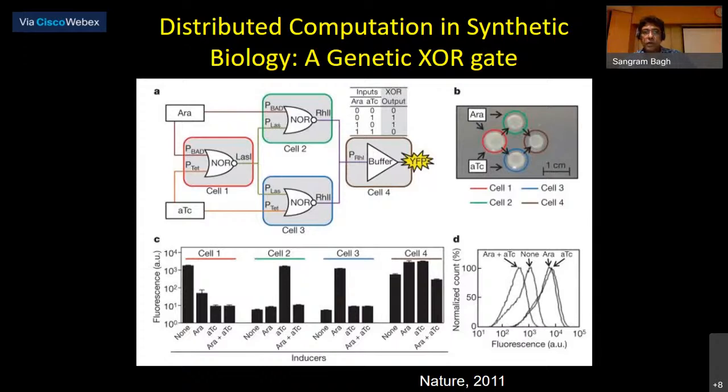If you take any one of these cells, it is not going to work as an XOR gate. You need all four cells together to get an XOR gate, right? The work has been distributed among the four cells, but together you get the XOR gate. So this is an example of distributed computing, but it's a very simple thing. People have developed the XOR gate in a single cell too, but this is just to show that distributed computing is important, because you can do it by distributed computing. It was 2011.